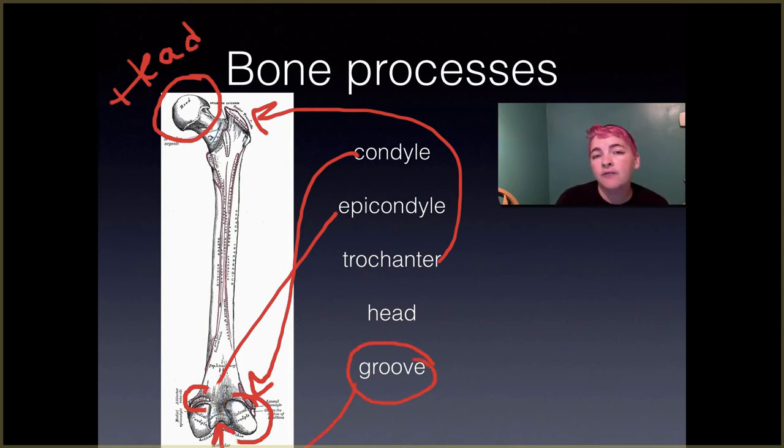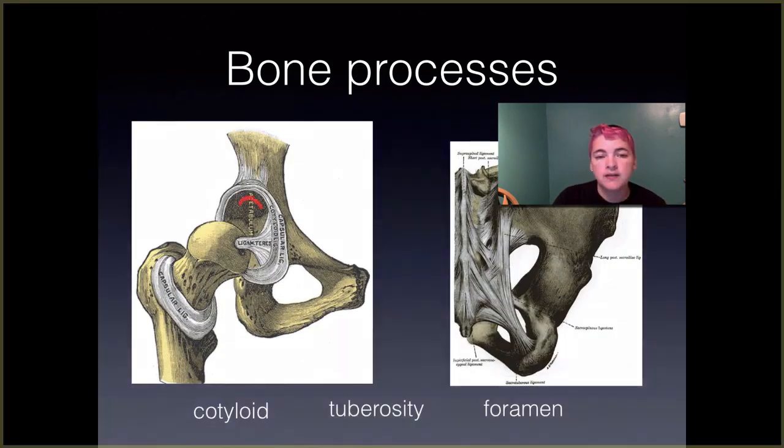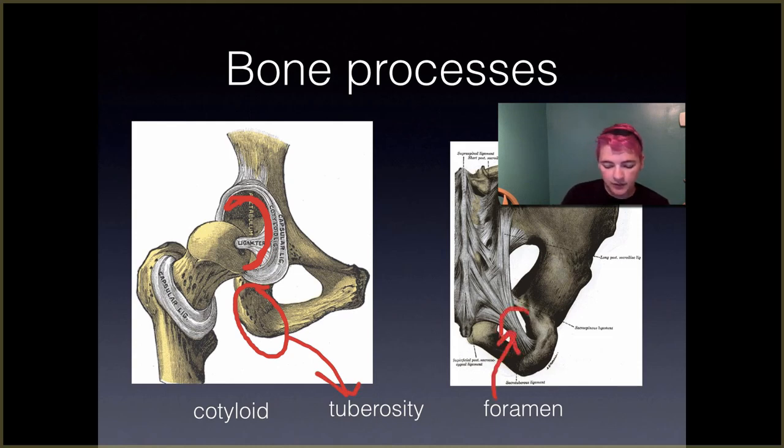Grooves are generally there for passage of nerves and blood vessels. A cotyloid would be this depression here that's part of the hip. A tuberosity is going to be a large process that sticks out. A foramen is going to be a hole. This foramen here in the hip, this hole here, is the largest foramen in the body.